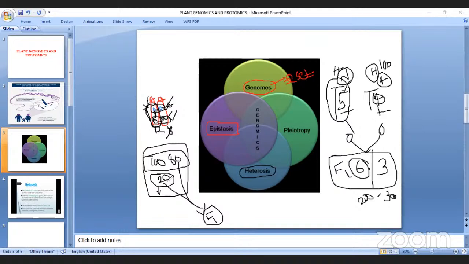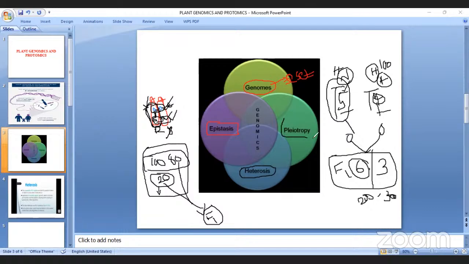This altered gene may produce a beneficial aspect to the next offspring. Maybe it produces beneficial or harmful aspects also, but mostly the beneficial aspect. So this condition is called heterosis. Is it clear? Any doubt?